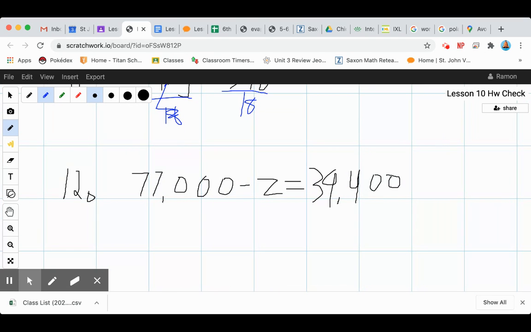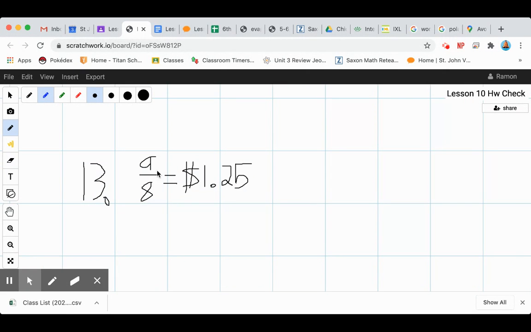For 12, we're being asked to find the value of the subtrahend z. 77,000 minus z equals 39,400. We use our algorithm or trick where we just swap the subtrahend and the difference. And so it'll be 77,000 minus 39,400 to find the value of z.